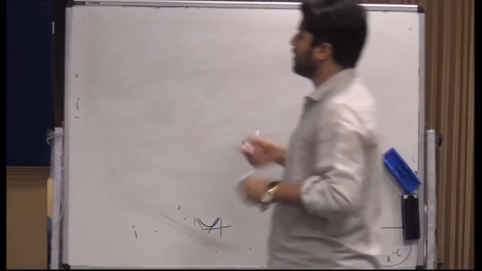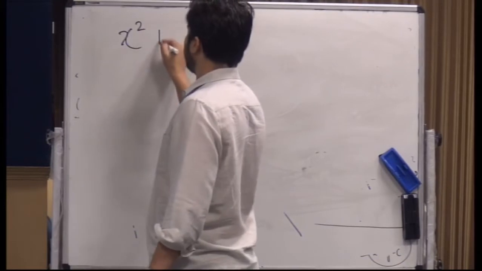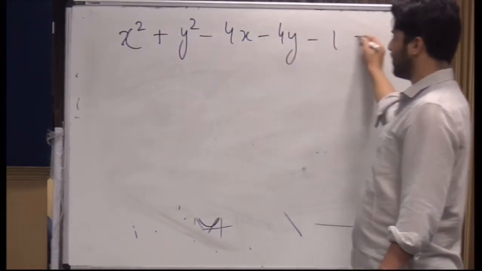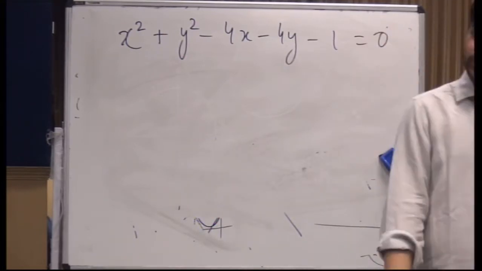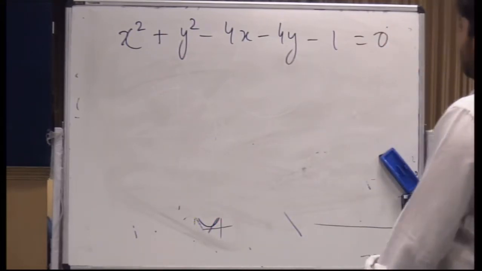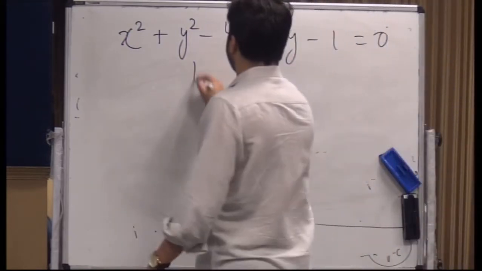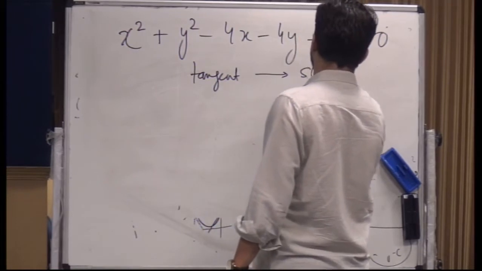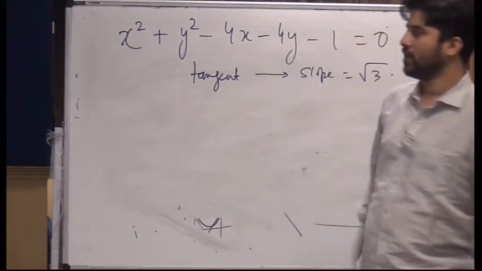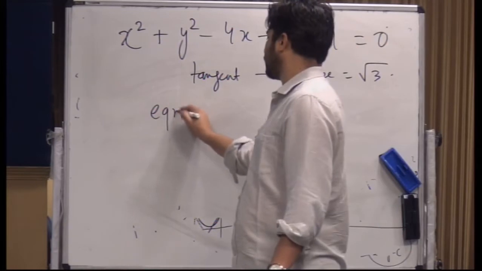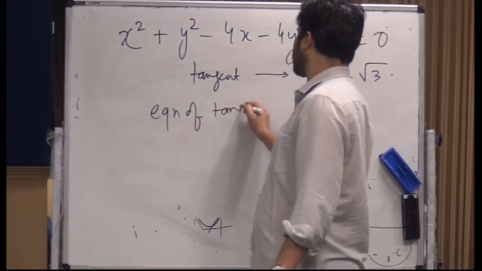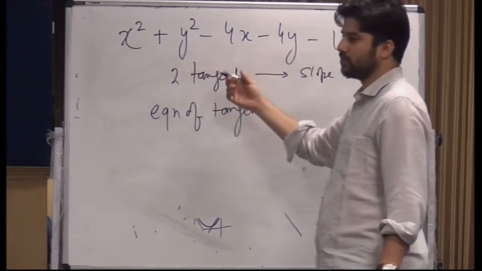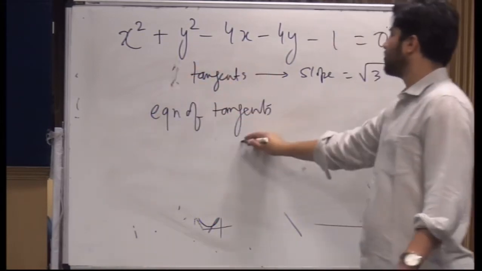लेट्स से आपका एक सर्कल है x स्क्वायर प्लस y स्क्वायर माइनस 4x माइनस 4y माइनस 1 इज इक्वल टू 0. दिस इज योर सर्कल. और आपका एक टेंजेंट है जिसका स्लोप है √3. आपको इक्वेशन ऑफ टेंजेंट्स बनाना है. अच्छा, कितने टेंजेंट होंगे जिसका स्लोप √3 होगा? 2. तो बेसिकली 2 टेंजेंट्स होंगे. ठीक है, दैट्स अंडरस्टूड. सो टेल मी द इक्वेशन ऑफ टेंजेंट्स.